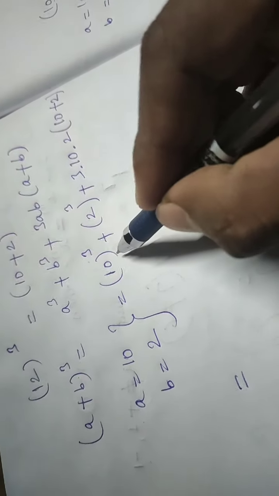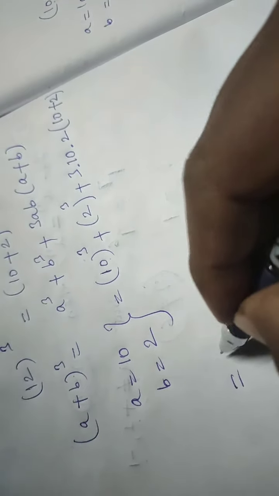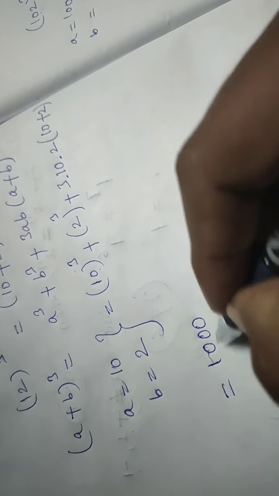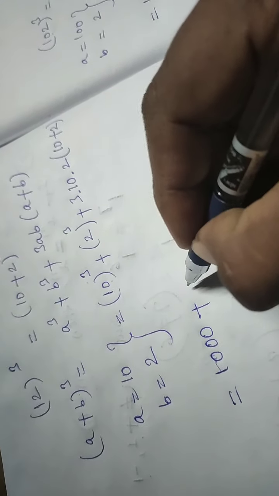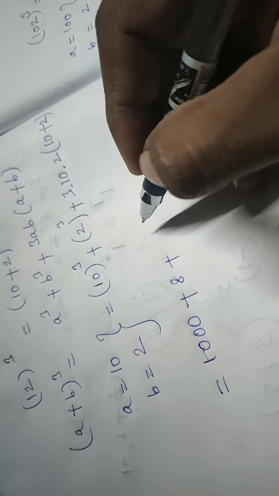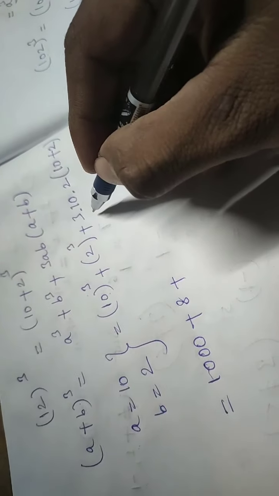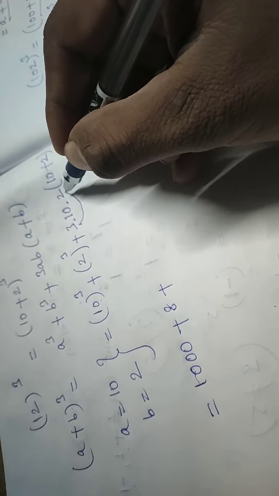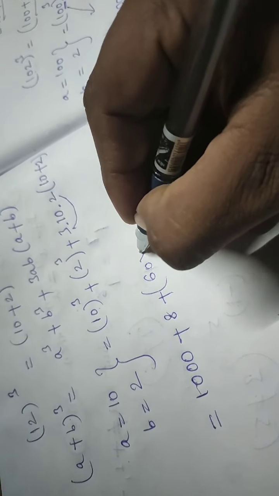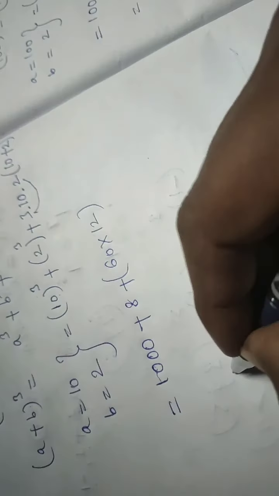10 cube, I told you already, 1 followed by 0 repeated 3 times, so 1000, 3 zeros. And 2 power 3 we know is 8, because 2 into 2 into 2: 2 2s are 4, 4 2s are 8. Now look at 3 2s are 6, 6 10s are 60, into 12, correct.